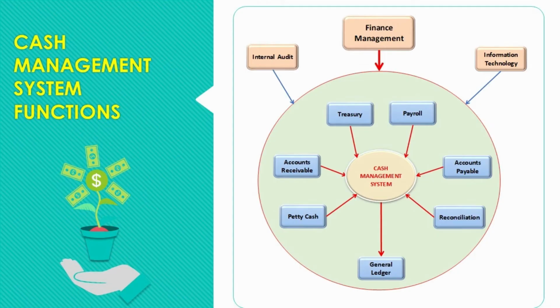Let's discuss now the functions in cash management system. At the core of this illustration is the cash management system. Surrounding this system are the different functions, namely treasury, payroll, accounts receivable, accounts payable, petty cash, reconciliation, and it boils down to the general ledger, or it is reflected in the GL. In this system, the monitoring process is under the finance management and being supported by information technology and internal audit. Now let's dig one by one these different functions.